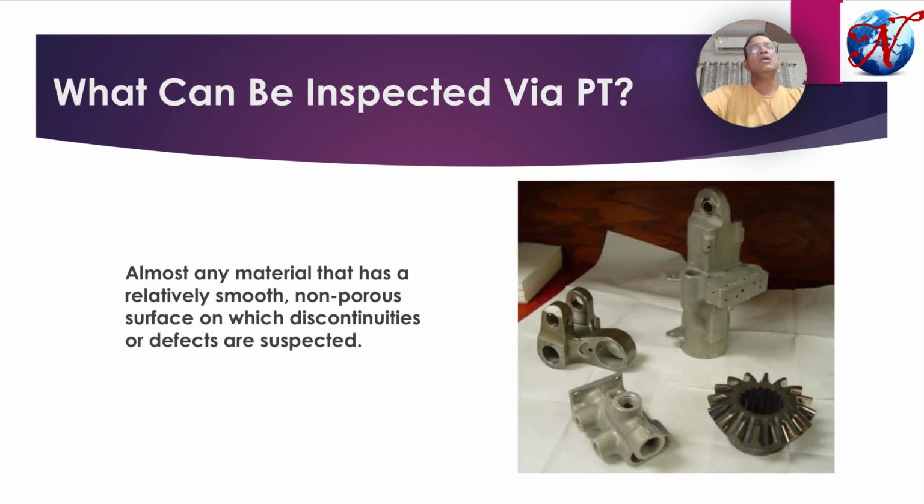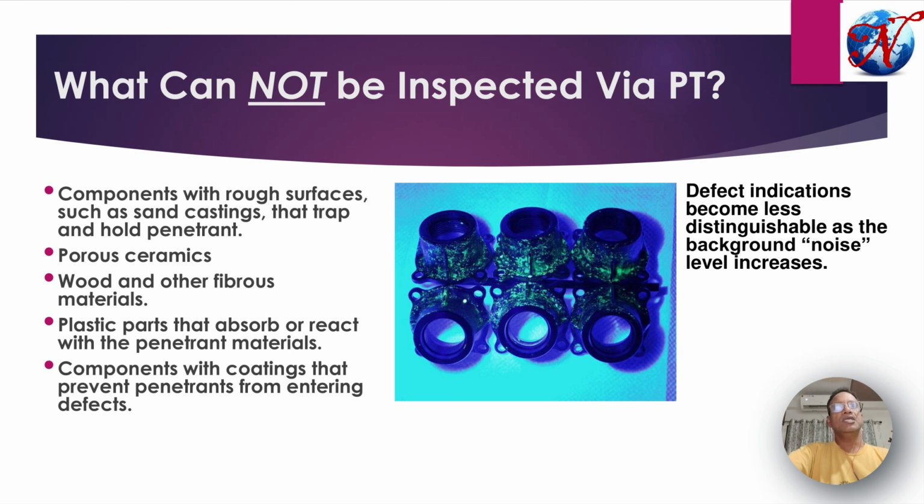Now the question is what type of material we can carry out penetrant testing on. Almost any material that is relatively smooth, non-porous, and where the discontinuities are open to the surface, this type of inspection part can be inspected by liquid penetrant testing. That means the basic condition is the inspection surface shall be non-porous in nature. Any material which is porous in structure, like pure nickel or iron carbide, cannot be inspected by liquid penetrant test. Components with a rough surface such as sand castings that trap and hold the penetrant, we cannot carry out the inspection on such material.